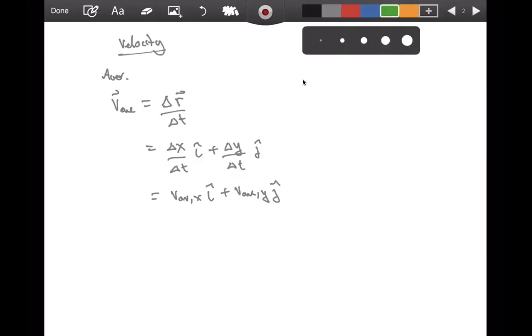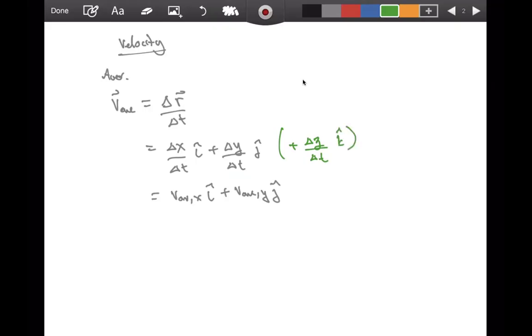Now, if this was in three dimensions, I would get plus delta z divided by change in time. So that is my displacement in the z direction, k hat. And in this case, this would be the average velocity in the z direction, k hat.